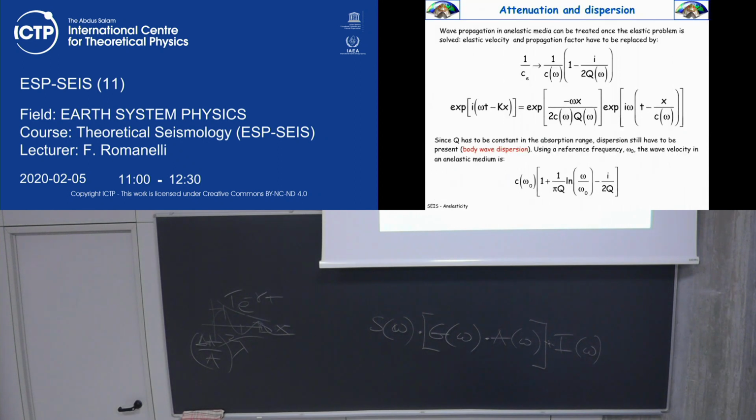Final steps. To sum up, we completed the path to make velocities complex. And why do we need velocity complex? To represent something that is decaying with space and time.